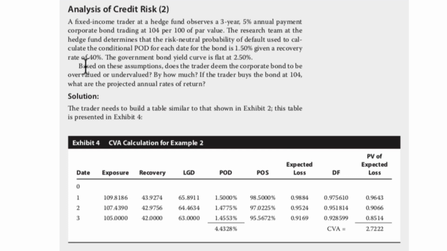I said the risk-neutral probability of default will be given to you. Typically, it will be given to you in the question. The government bond yield curve is flat at 2.5%. So there's our risk-free rate, 2.5%. It's telling us it's flat. Now, it doesn't have to be flat.